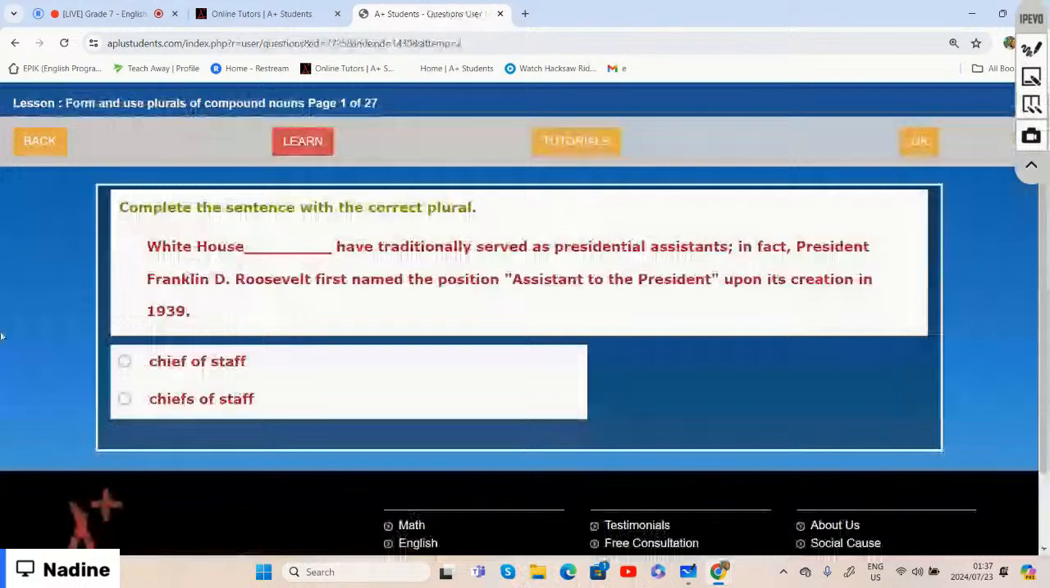right? Where we are still going to select the correct plurals, right? But now we're saying White House. Do we say chief of staff or chiefs of staff? Have traditionally served as presidential assistants. In fact, President Franklin D. Roosevelt first named the position Assistant to the President upon its creation in 1939.